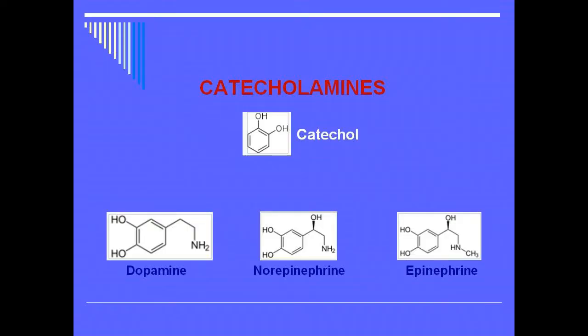Coming to the first set of bioactive amines, that is the catecholamines, which are nothing but monoamine neurotransmitters. They are called catecholamines because these are organic compounds that contain a catechol. Catechol is a benzene ring with two hydroxy side groups. And in catecholamines, you have a catechol plus a side chain amine group, as you can see in the structure of dopamine, norepinephrine, and epinephrine.